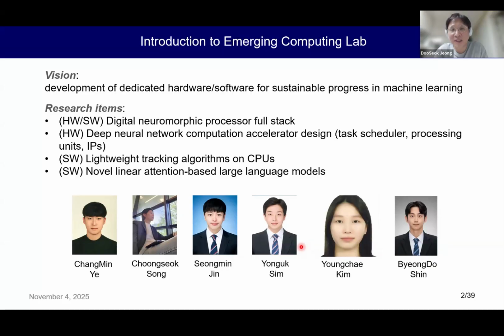The lab name is Emerging Computing Lab. What we do is develop dedicated hardware and software for sustainable progress in machine learning. We are not really doing mainstream electronics or algorithms, but forward-looking hardware and software for machine learning. So we do both hardware and software.